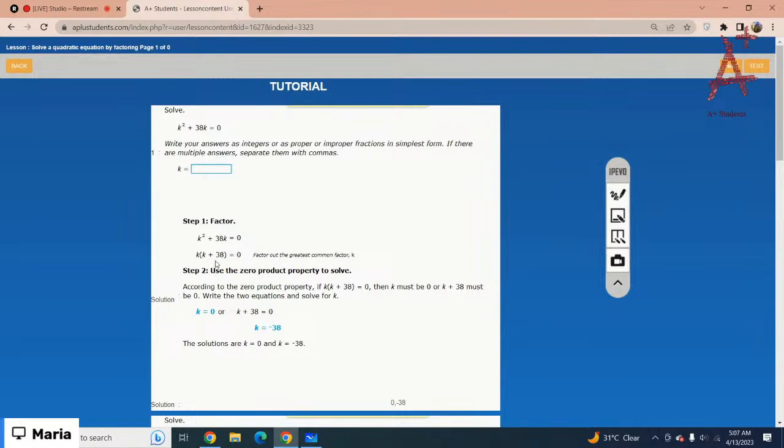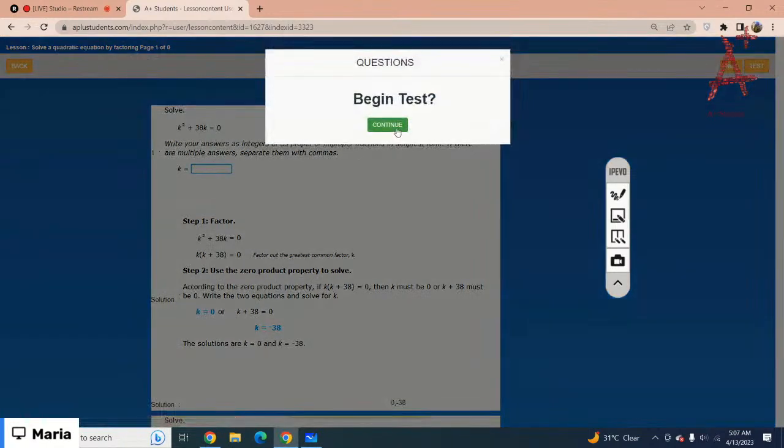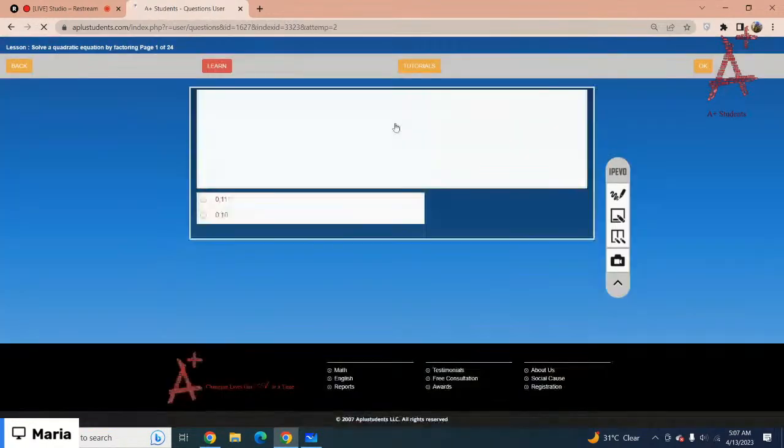So it would be either k equals 0 or k plus 38 equals 0. That means k has two values, they are 0 and negative 38. Let's just start with the test questions.